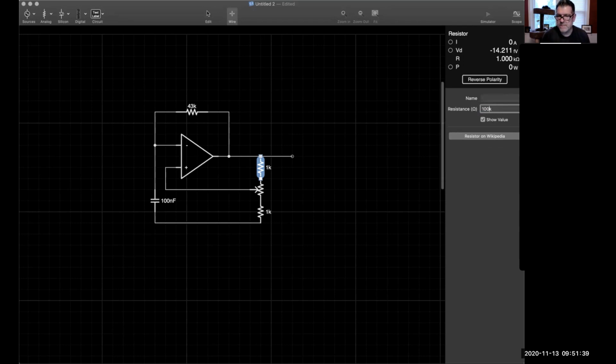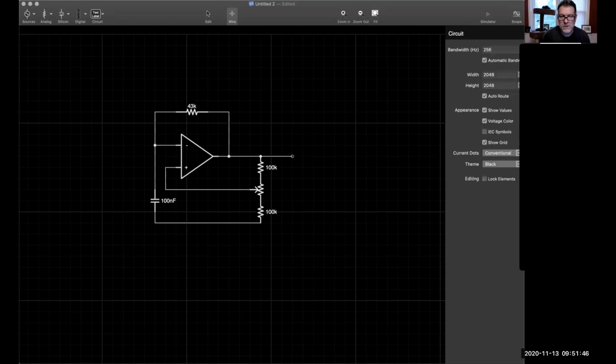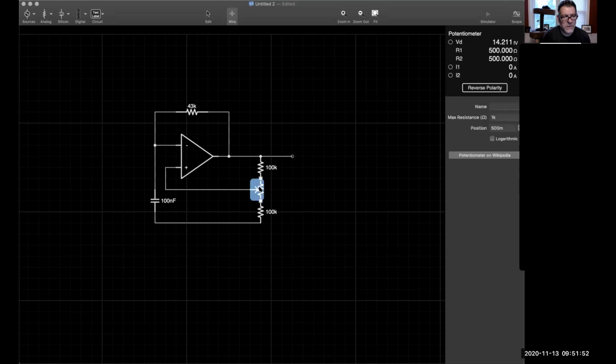Like that. And here this is 100K. I wonder if it says anywhere in the description what the maximum value of the pot is. Yeah, so it's saying the pot is 100K. I'm going to go ahead and assume that that means that's when the pot is centered.